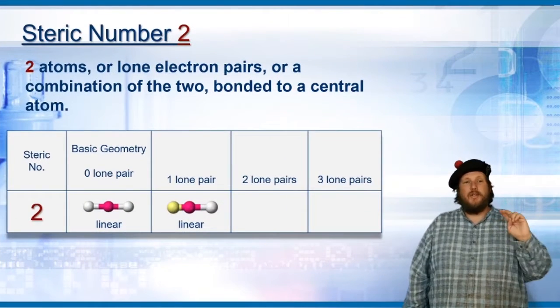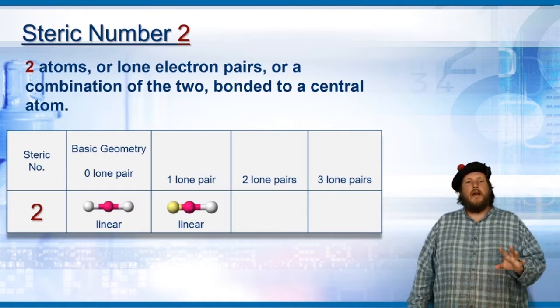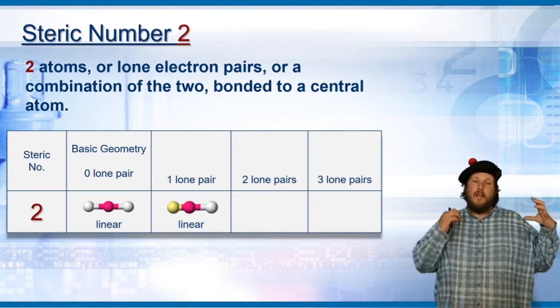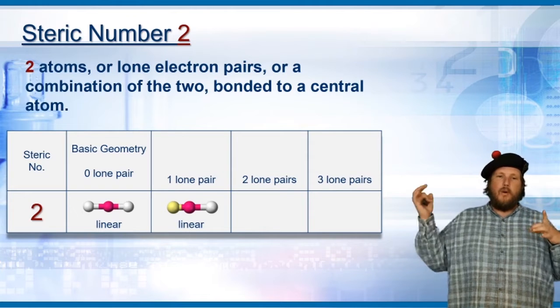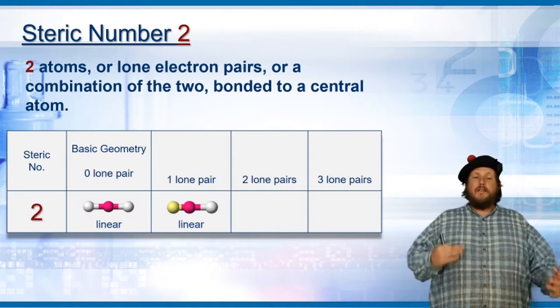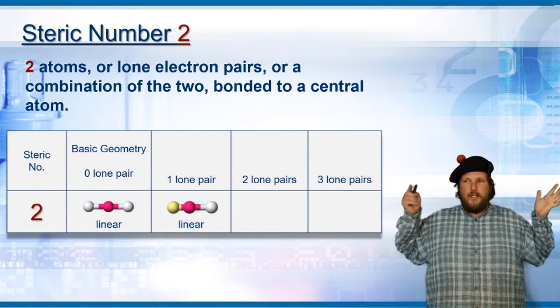If the steric number is 2, this means there's 2 atoms or lone pairs or a combination of 2 bonded to a central atom. So we can have 2 atoms on a central atom or an atom and a lone pair on a central atom. Steric number is 2. This is always going to be linear as well. They're going to try and get as far away from each other as possible.